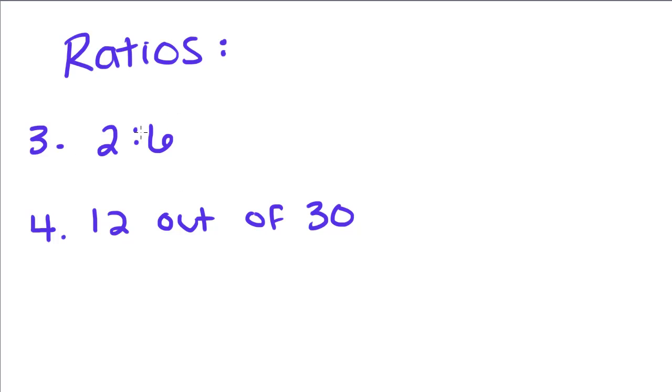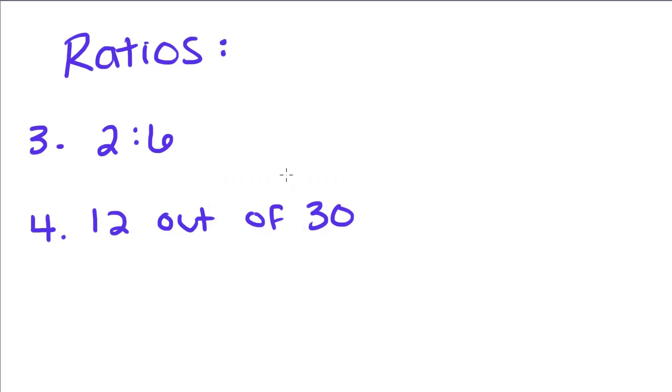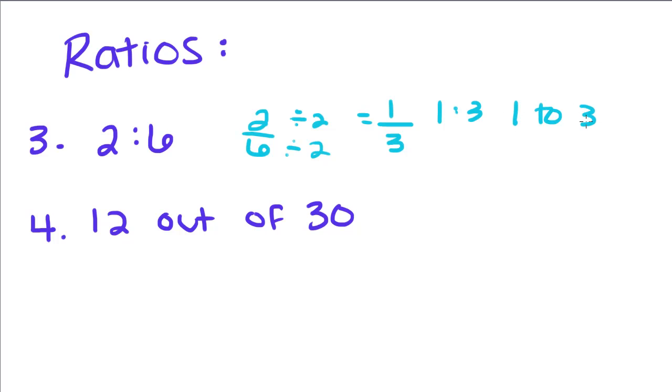We have 2 to 6. So we put 2 over 6. And we're going to divide the top and the bottom by 2. So 2 divided by 2 is 1. 6 divided by 2 is 3. So we have a 1 to 3 ratio, a 1 to 3, or a 1 out of 3.